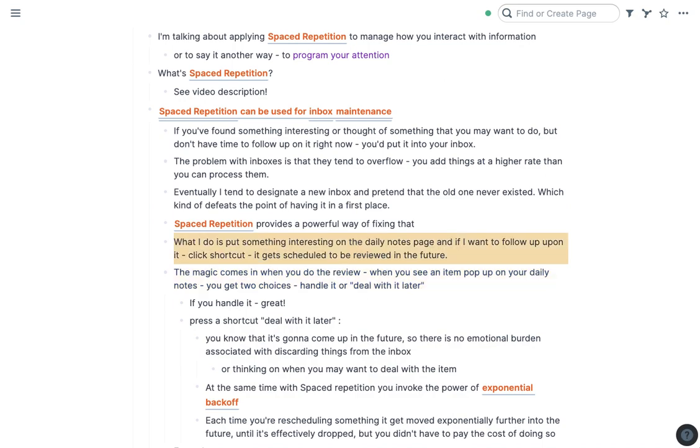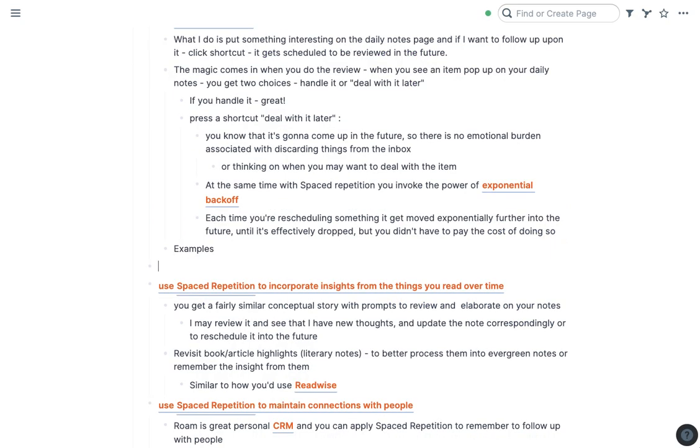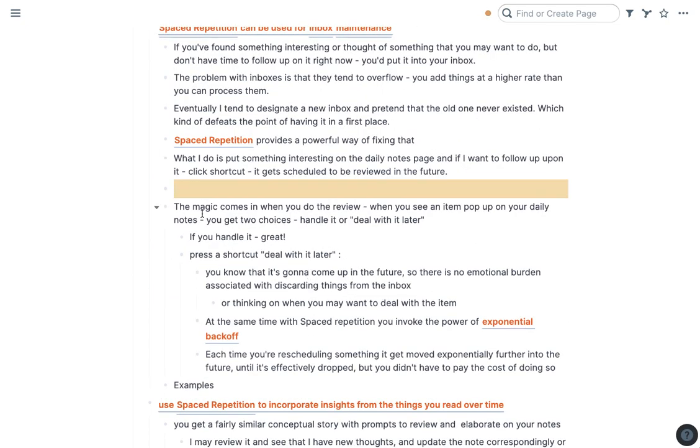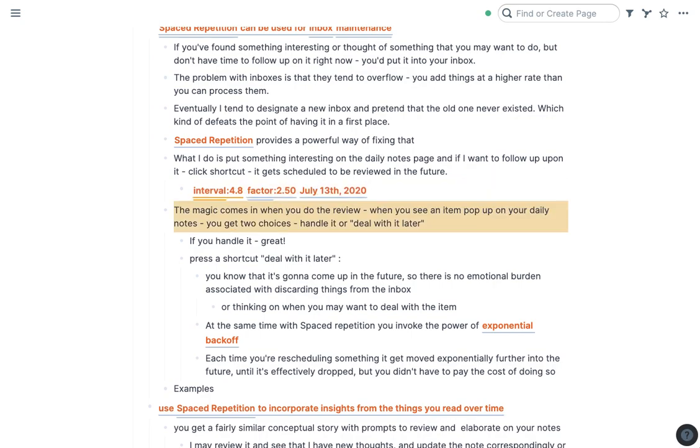So what I do now is I put something interesting on the daily note, and I then add scheduling metadata to it by pressing a shortcut in Roam Toolkit, and it gets scheduled to be reviewed in the future. Now, the magic for this comes in when you do that review. So when you see an item pop up on your daily notes, you get two choices. You can handle it right now, and if you do that, it's great. Or you can press a shortcut and deal with it later.